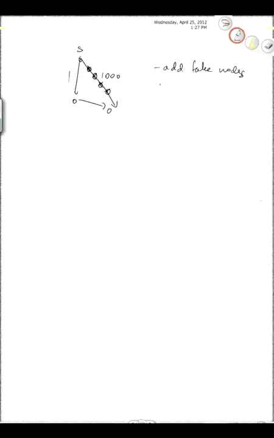So if we do that, BFS finds the shortest path, but there's a very good reason that we don't do that. And that's because if you remember, the running time of BFS was O of n plus m, and n is the number of nodes.